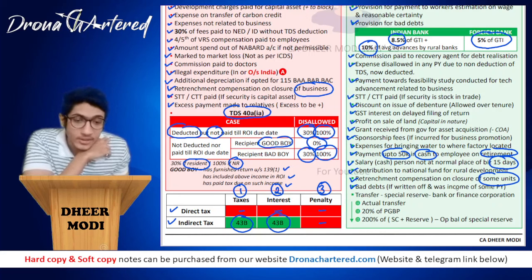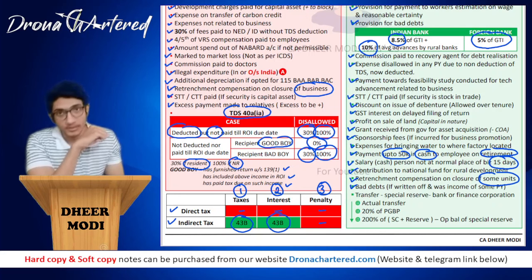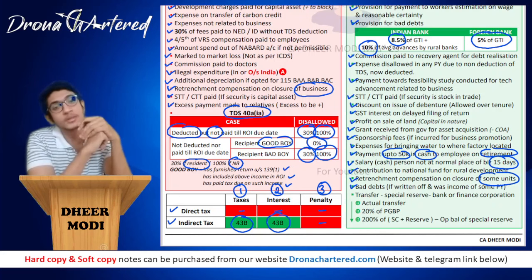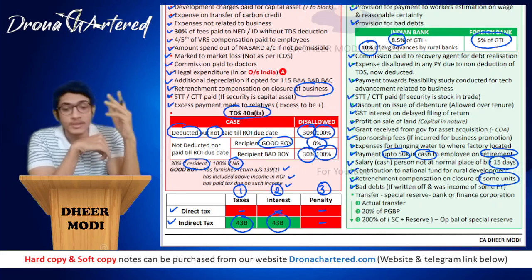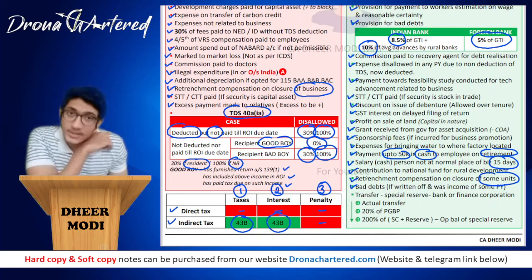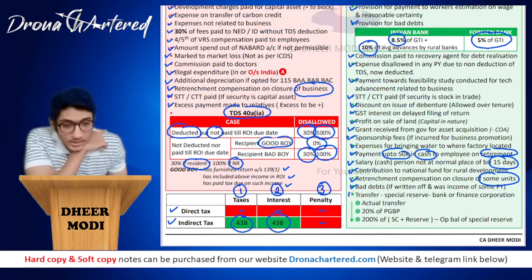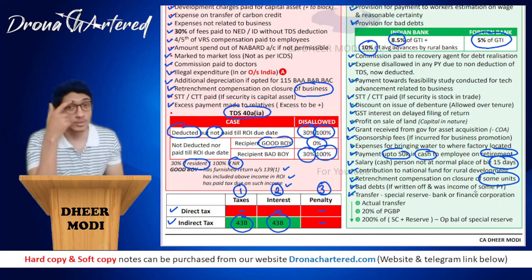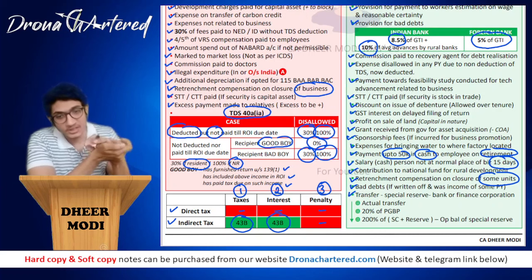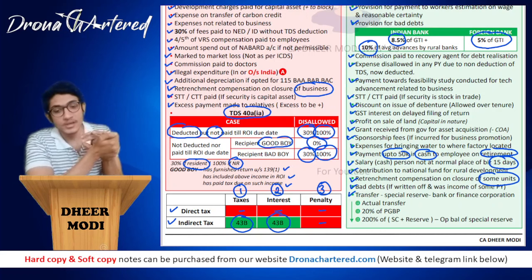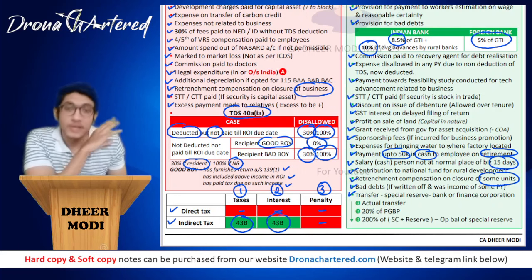If it was written off and it was income of some previous year, that means you have shown that as income in some year and now you are writing off. Only and only then will it be considered as a deduction and we will allow you as deduction. Got it? Then there is transfer to special reserve by bank or finance corporation. So your bank or finance corporations will be allowed a deduction of a limit that we have given, if and only if they transfer to a special reserve.